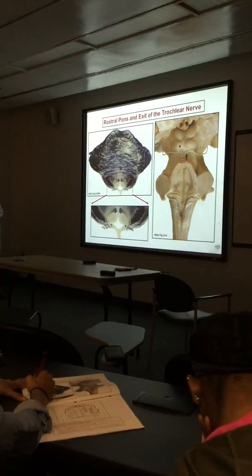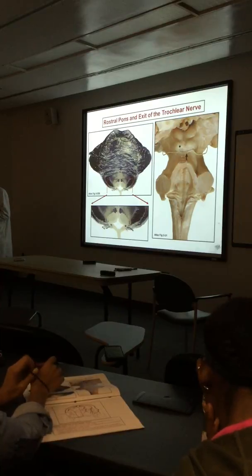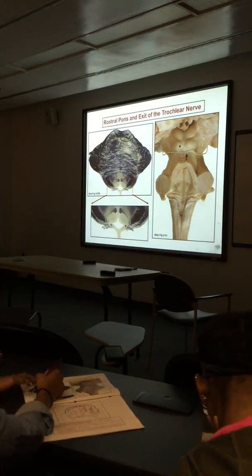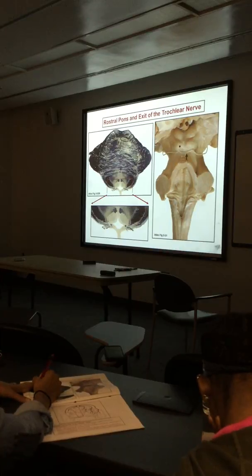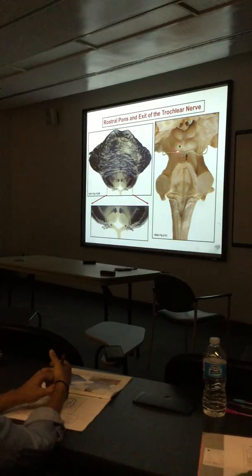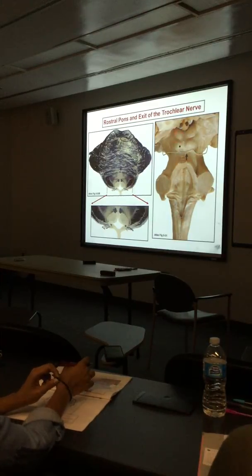Everybody get that? Medial longitudinal fasciculus right there. Look how small it is, very compact, always located adjacent to its buddy on the midline, whether you're in the medulla, pons, or midbrain. And of course, we see here the inferior colliculus and the superior colliculus.